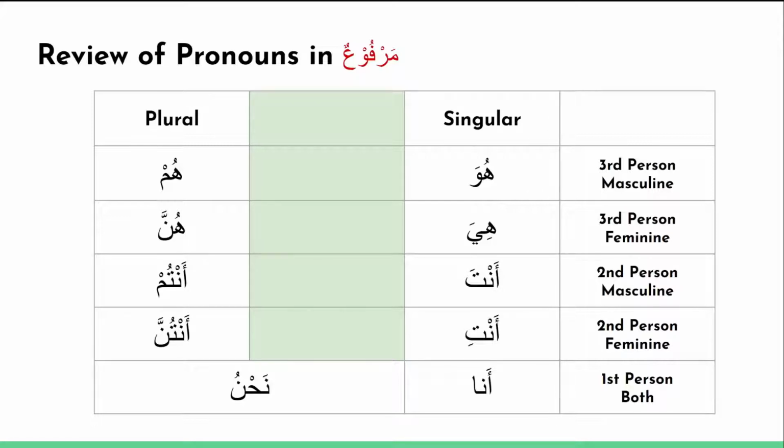So let's say I want to say he, that's huwa. Huwa muslimun, he is a Muslim. They is hum, so they are Muslims, hum muslimuna. She is hiya muslimatun, hunna muslimatun, they are female Muslims, and so on. You should practice this table, make sure that you know how to use each of these different pronouns, and the best way to do that is to use them to make short sentences, like he is a Muslim, you are a Muslim, I am a Muslim, and so on.